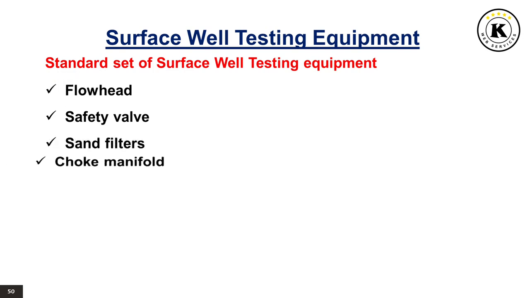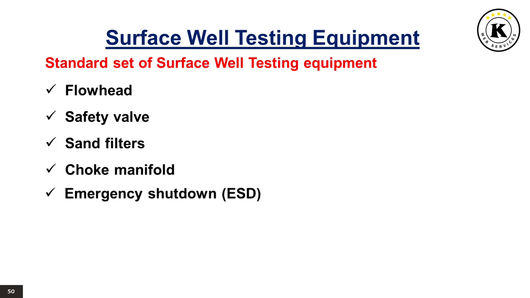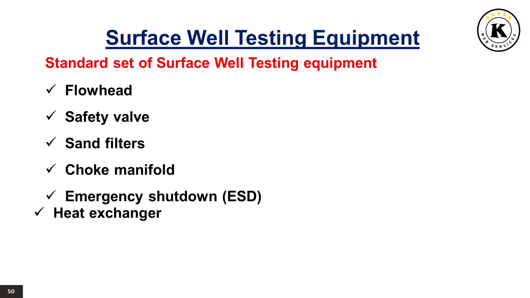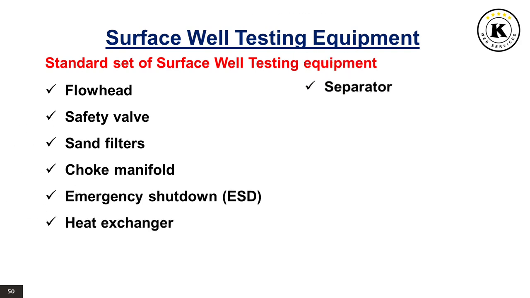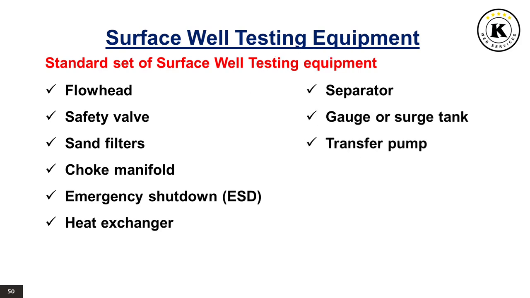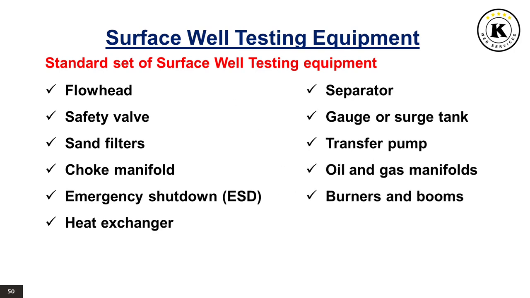Surface well testing equipment. In order to handle the well effluent at surface, a standard set of surface well testing equipment should include the following: flow head, safety valve, sand filters, choke manifold, emergency shutdown (ESD), heat exchanger, separator, gauge or surge tank, transfer pump, oil and gas manifolds, burners and booms.